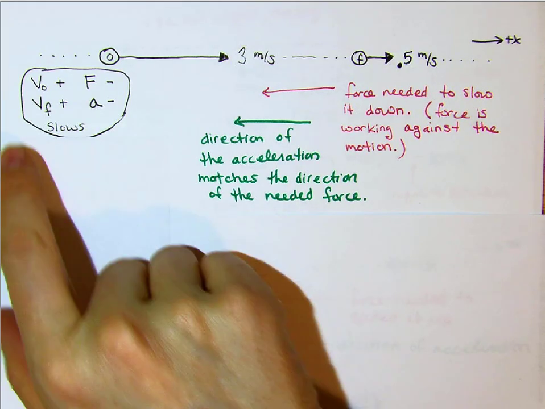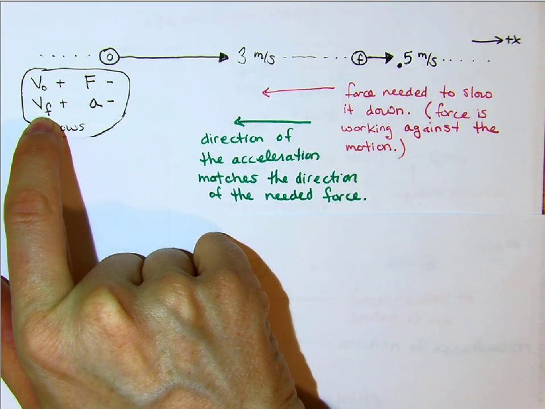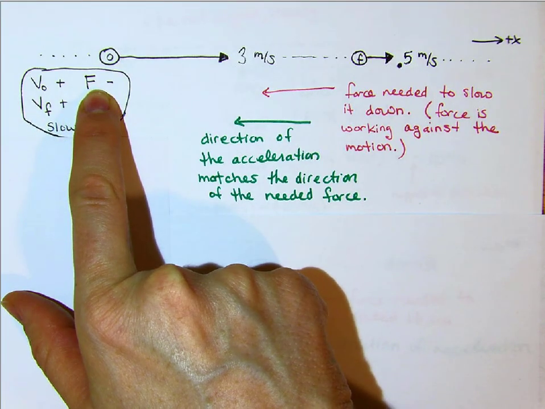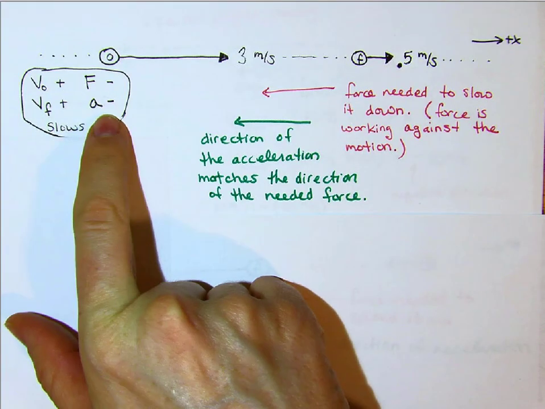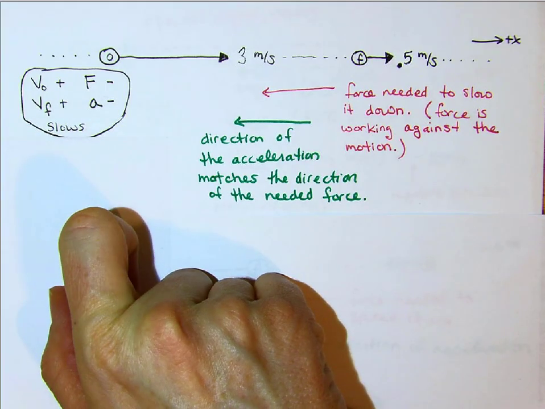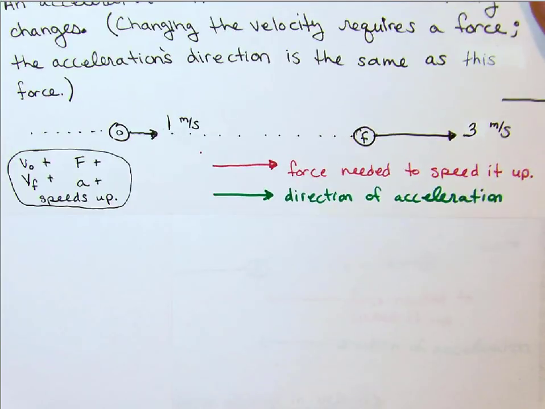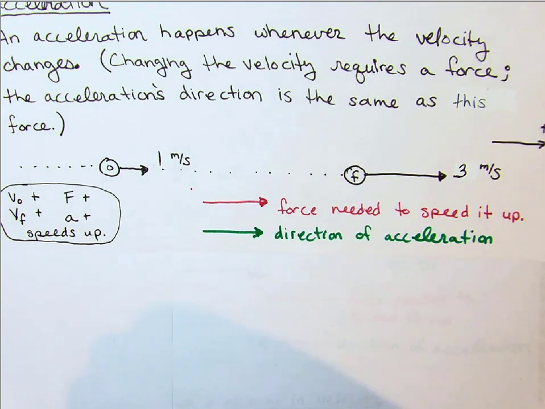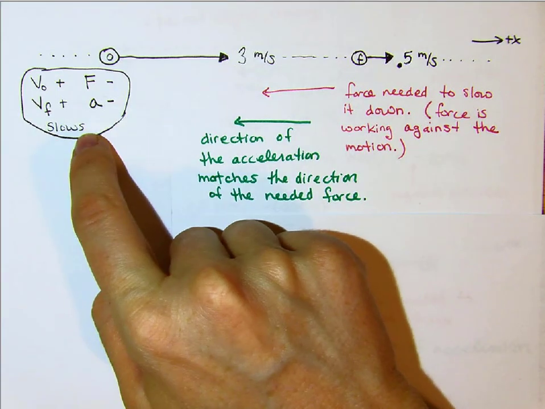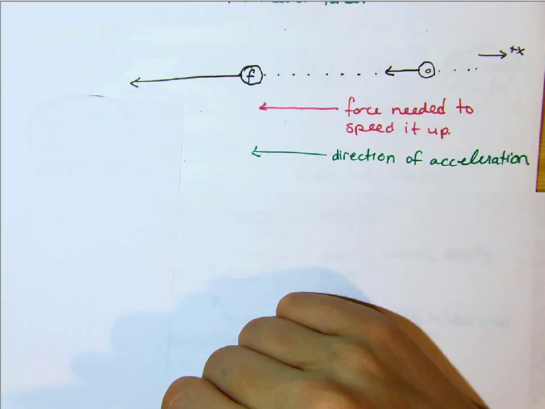Finish our little catalog here. Original velocity was positive to the right. Final velocity was positive to the right. The force to cause that change was left or negative direction, and the acceleration then would also be left or negative direction. The result is that the cart slowed down. So far this isn't too bad, in that a positive acceleration sped it up and a negative acceleration slowed it down, but this next example might not be intuitive.